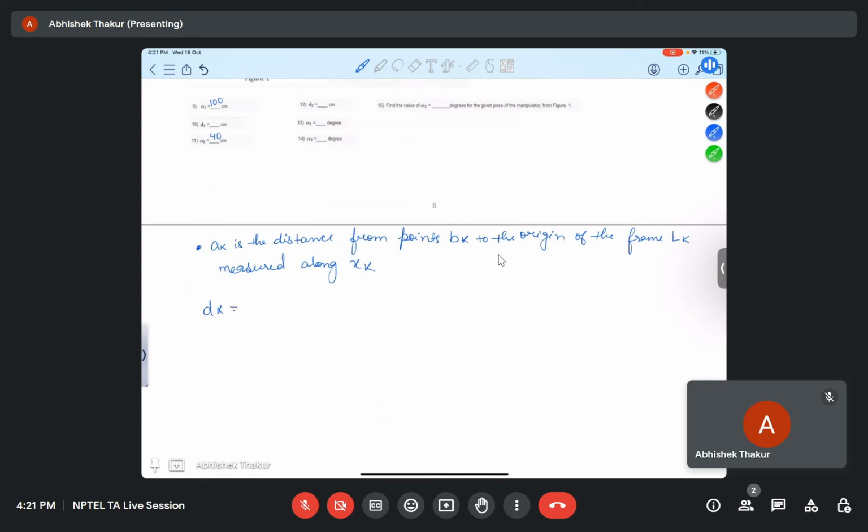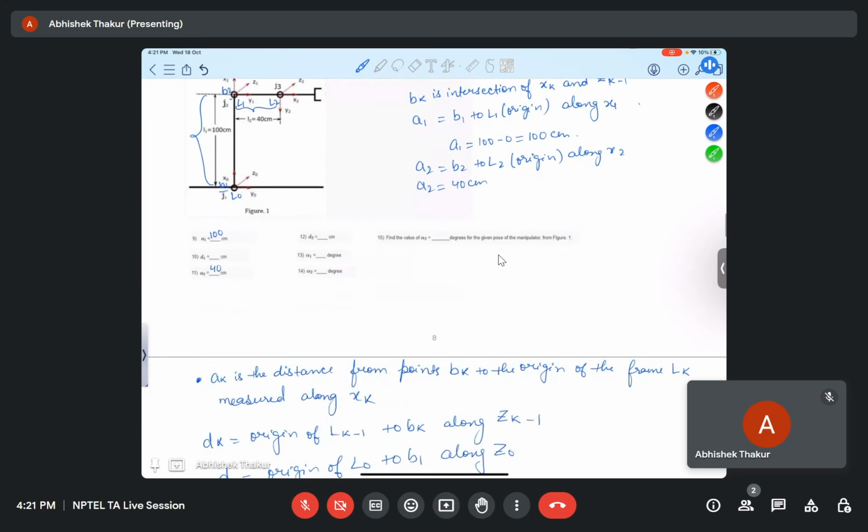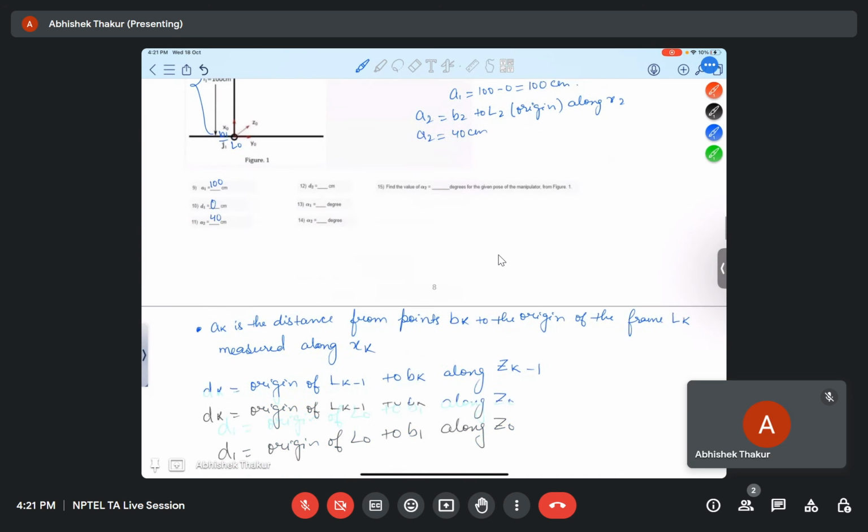So DK is equal to the origin of LK minus 1 to BK along ZK minus 1. So D1 is equal to the origin of L0 to B1 along Z0. So L0 to B1 along Z0, that is 0. So D1 is equal to 0 centimeter.